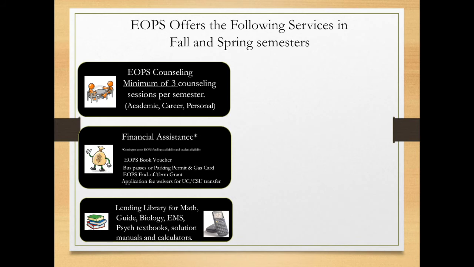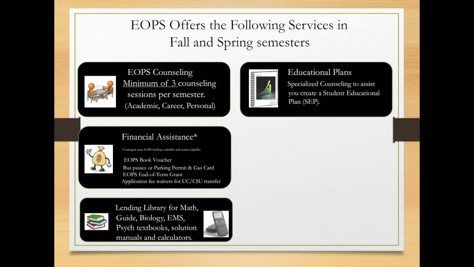So this next slide is highlighting what I think really sets our program apart. Through our program, you're going to meet with an EOPS counselor a minimum of 3 times per semester. And this is one-on-one to talk about academic, career, and personal topics. One of the biggest topics that you're going to talk about, and it's the first appointment that you do every semester with us, is called the educational plan.